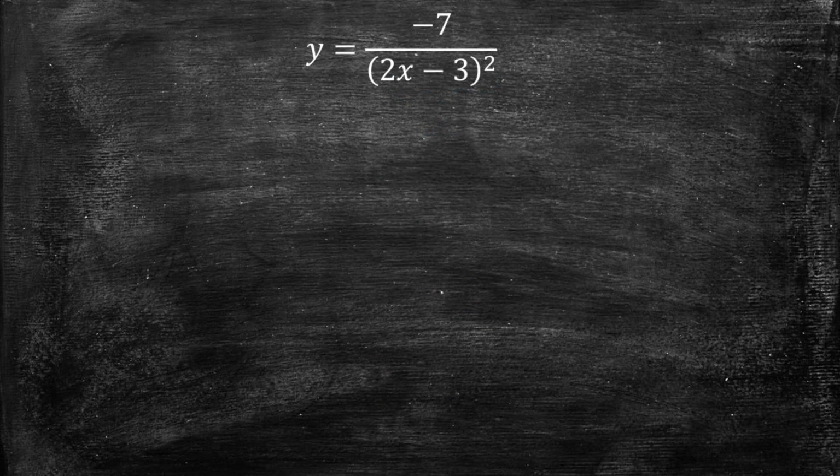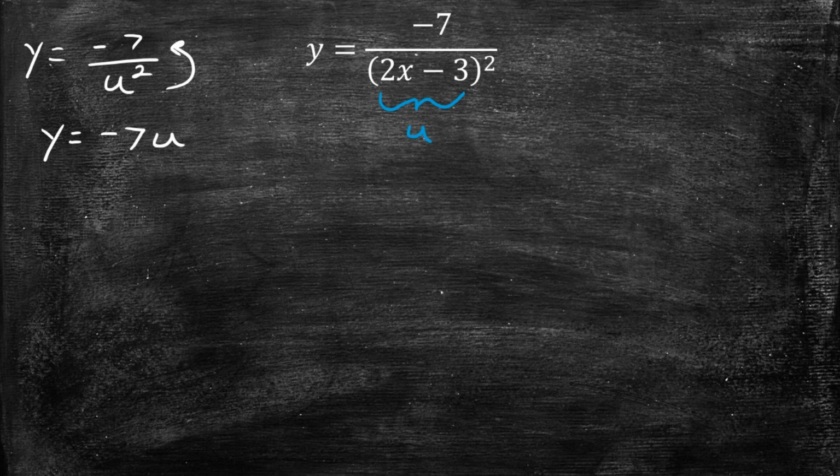Example number 2. So we have this function here. What I'm going to do is set the inside here equal to u. And now we're going to do a little bit of manipulation to the problem. So we have now y is equal to -7 divided by u squared. And I'm going to bring this u up to the top. So we got y is equal to -7u to the negative second power.